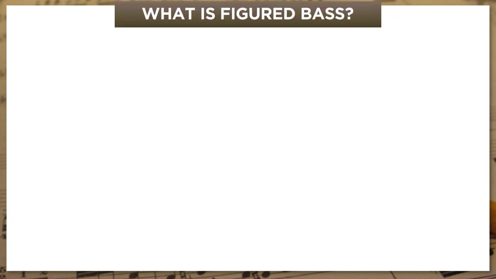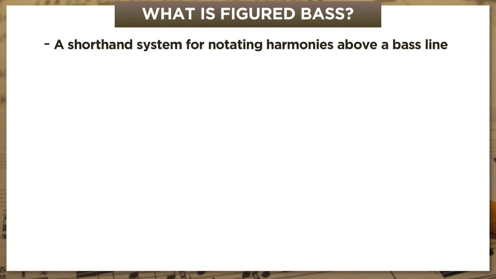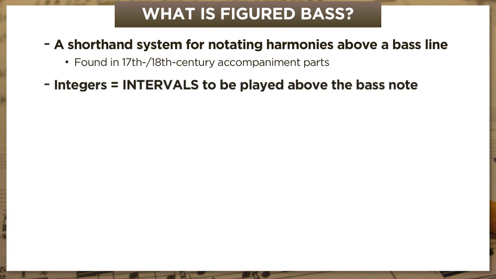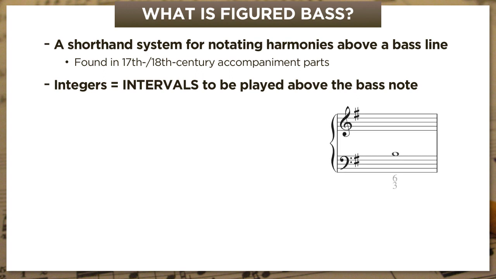So a figured bass is essentially a shorthand system for notating harmonies above a bass line. And we see it mainly in 17th and 18th century accompaniment parts, very often with the instrument itself, as we just saw, not specified, simply anybody who can play chords to support the music we're going to make. And the integers themselves, the numbers we see under the staff, represent intervals to be played above the bass note.